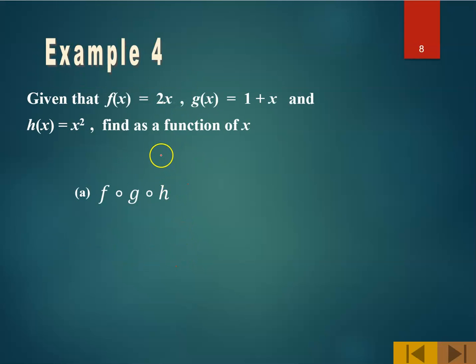For example 4, given two functions, f(x) equal to 2x and g(x) equal to 1 plus x. And you have 3 functions, you have h(x) equal to x squared. So find as a function of x, first one, f dot g dot h, meaning that you're going to substitute h into g and then you're going to substitute those answers into f. So you start from the back.